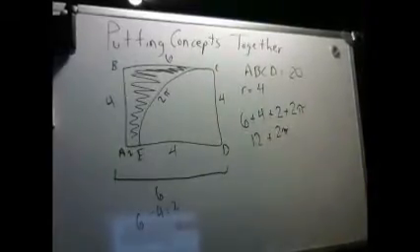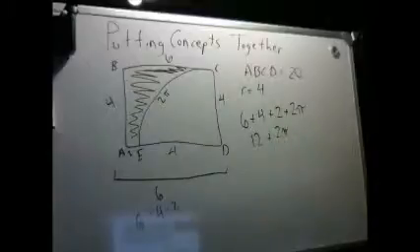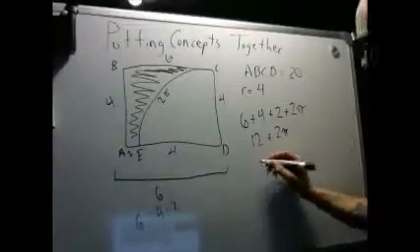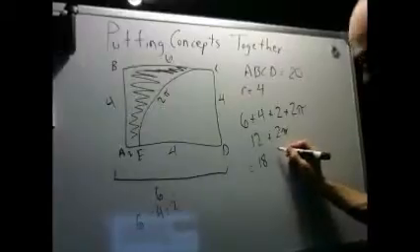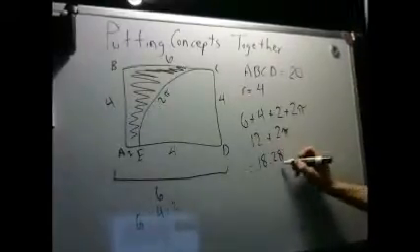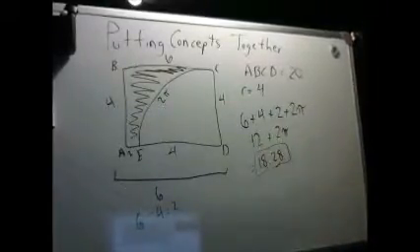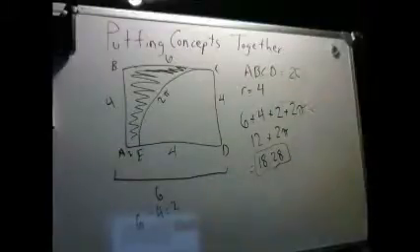Now we could simplify that further if we wanted to, using the calculator and the value for pi, and we could get 18.28, and that would be the exact perimeter of the shaded region.